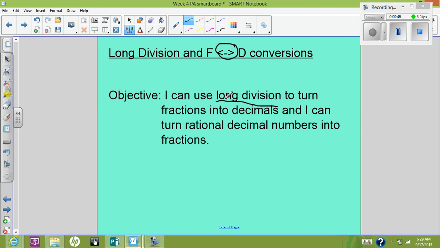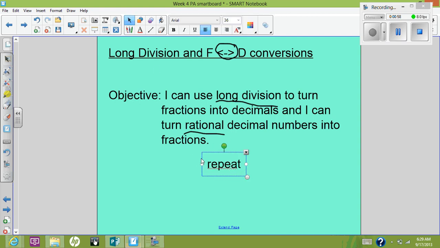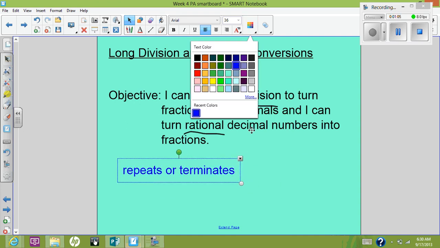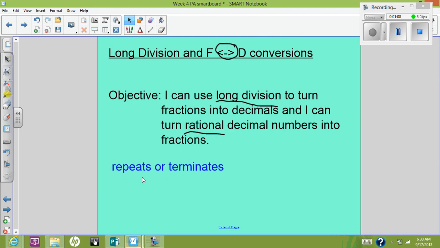But our objective is I can use long division to turn fractions into decimals, and I can turn rational decimal numbers into fractions. A quick reminder, a rational decimal number is a decimal that repeats or terminates. You should know this from the packet that you did the other day, guys. Repeat is a decimal that goes on and on and on in the same pattern, like 0.33333. Terminate means it ends. So, for example, 1.6, it just ends. So we are going to be turning rational decimal numbers into fractions.